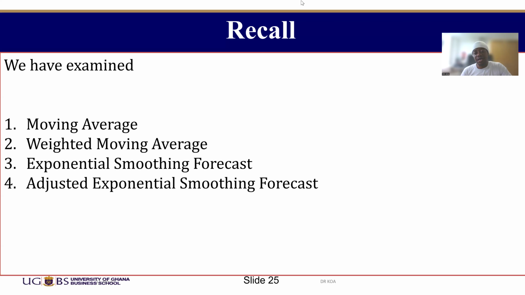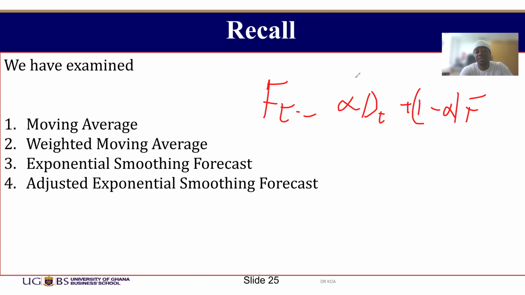We've also looked at exponential smoothing, a simple exponential smoothing, where the forecast is such that you have an alpha with the demand, and then you have 1 minus the alpha with the forecast. So let's say this is t plus 1, and you have t here. So we've also looked at that exponential.